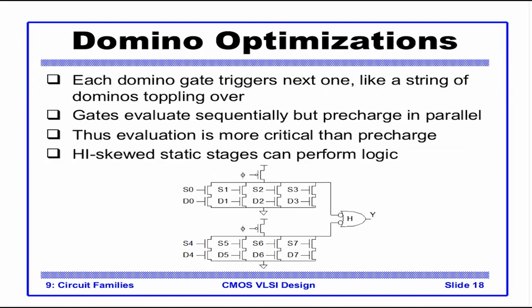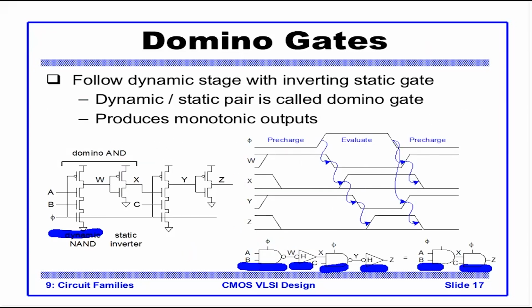Now let's see what domino optimization means. Why is it called a domino? Each domino gate triggers the next one, like a string of dominoes toppling over. That is why we call it domino logic. So gates will evaluate sequentially. What it means is that let's say you have n number of gates connected sequentially. In fact, let's go to the previous one. So you had a domino AND driving again a domino AND.